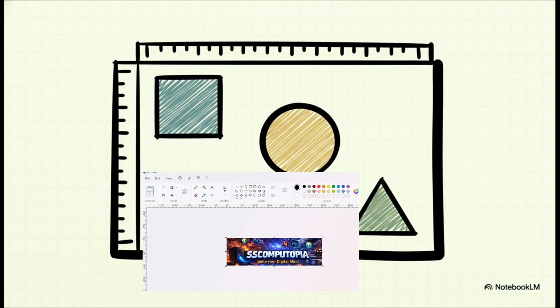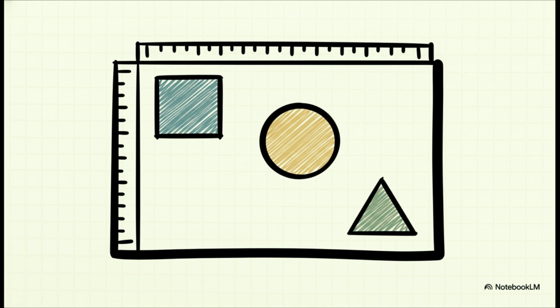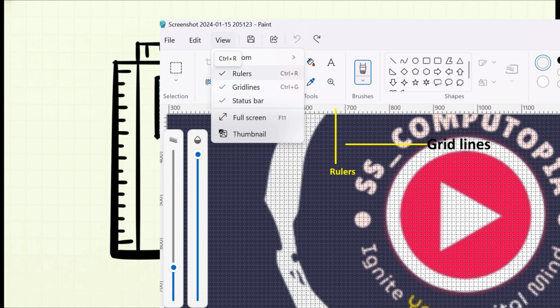You know, if you're the kind of person who needs things to be perfectly aligned, and I know I am, then the View tab is going to be your new best friend. You can pop on these rulers along the top and side for exact measurements. And even better, you can turn on grid lines. It basically turns your whole canvas into graph paper. It is an absolute must if you're trying to line up shapes or text just so.